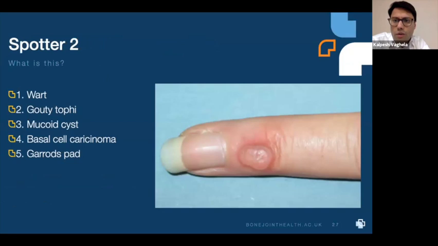So spotter number 2, you get a 50-year-old lady who comes to your clinic with this swelling of the finger. What do you think it is? What do people think it is?